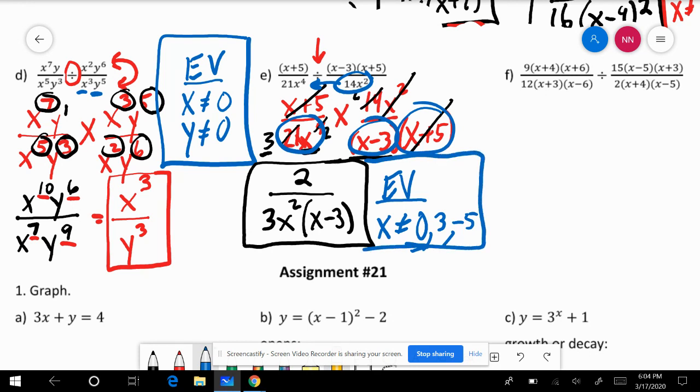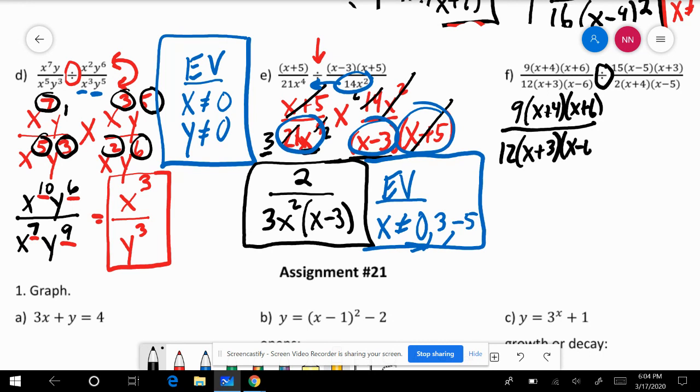Now, looking at letter F, what we're going to be doing is the same thing that we always do with division, we're going to multiply it by the reciprocal. So we have 9, we have x plus 4, we have x plus 6, we have 12, we have x plus 3, we have x minus 6. Changing it to multiplication, we have 2, we have x plus 4, we have x minus 5. We have 15. We have x minus 5. We have x plus 3.